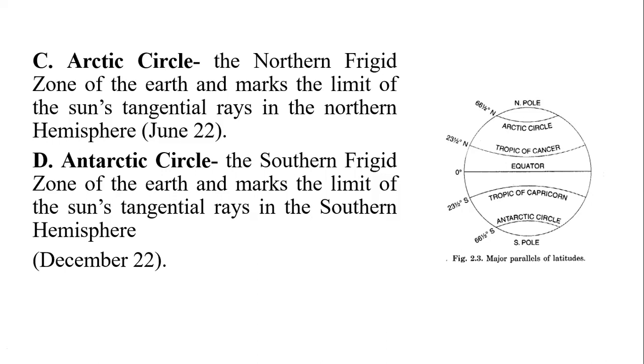Then last, we have the Antarctic Circle, the southern frigid zone of the Earth, which marks the limit of the sun's tangential rays in the southern hemisphere. It runs at 66 degrees 30 minutes south latitude and marks the southernmost point of the Earth where the sun remains visible for 24 hours during the southern hemisphere summer solstice.